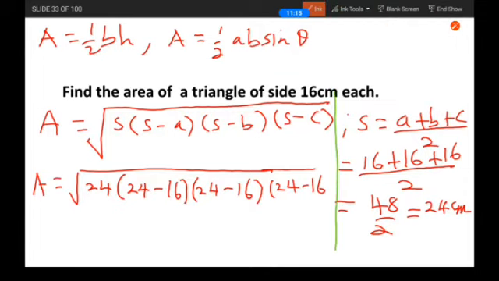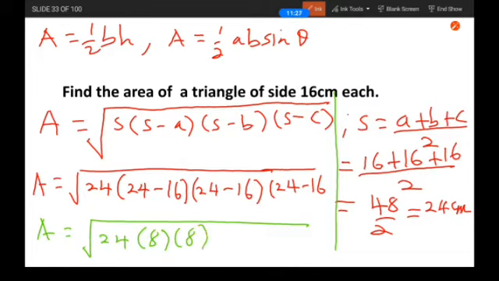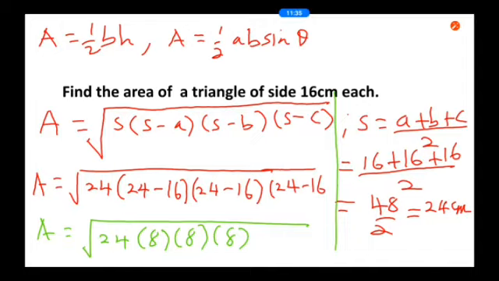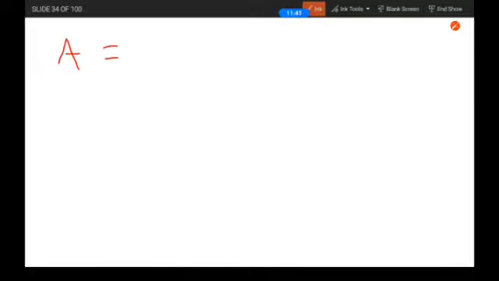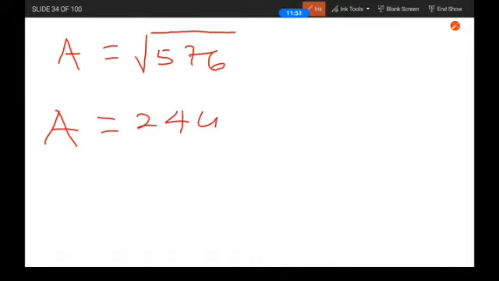So we now move on from there. So our area will now be square root of, what is 24 minus 16 going to give us? Will give us 8, then 8. So 24 times 8 times 8. Everything there will give us area equals to 576, right? 576. And if you do the square root very well, you'll be getting 24 centimeter squared. And that's how to calculate the area.